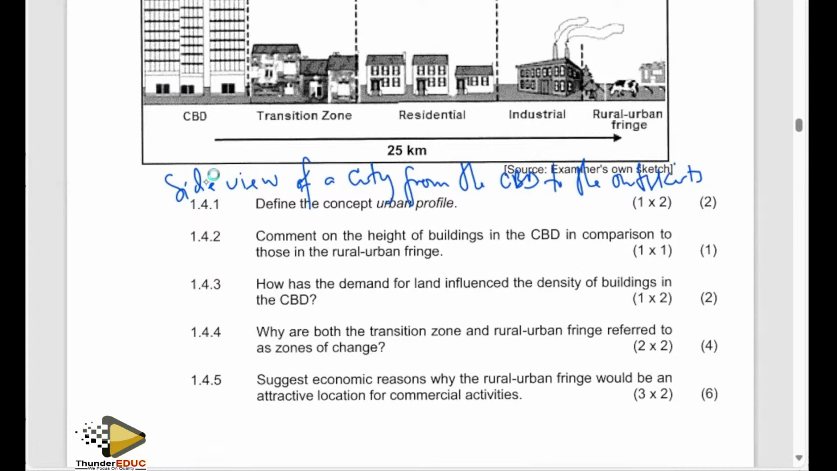Like what you are seeing here. We are seeing the view of the city starting from the CBD, we go to the next zone, until we go to the rural urban fringe, which is the outskirts of the city. So basically, we are looking at a side view. We are looking at a town from a sideways view, so that we see the different land use zones and also the height of buildings differing from the core of the urban settlement until you get to the outskirts, which is the rural urban fringe of that particular urban settlement.